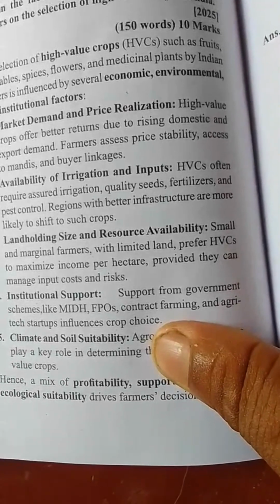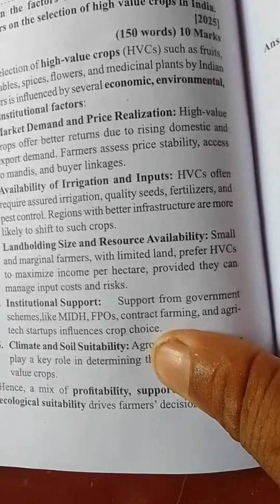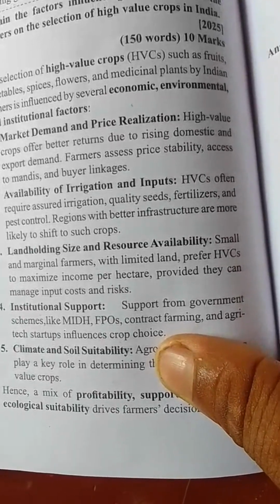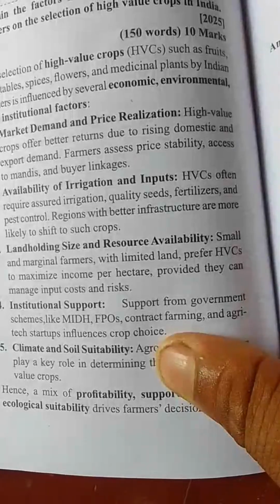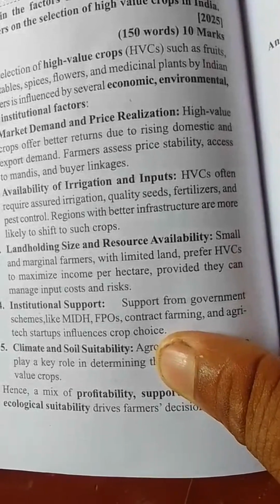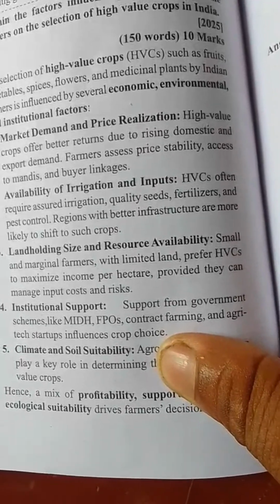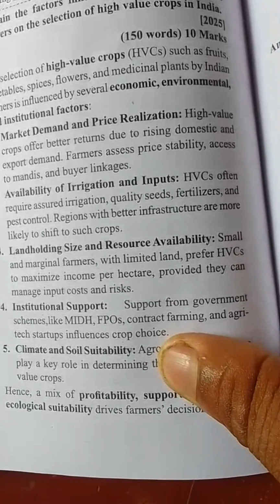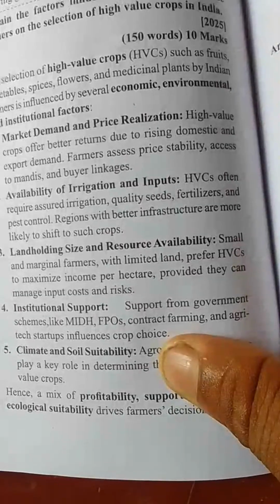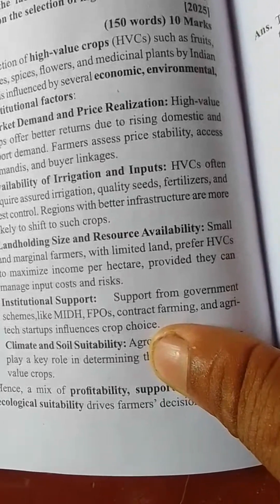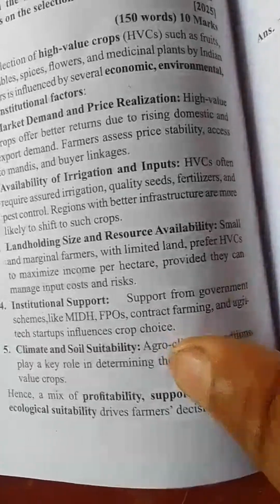Irrigation, quality seeds, fertilizers and pest control. Regions with better infrastructure are more likely to shift to such crops.